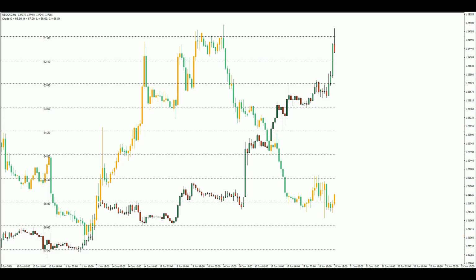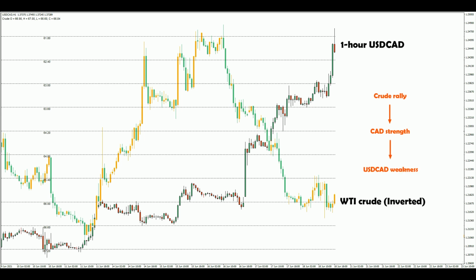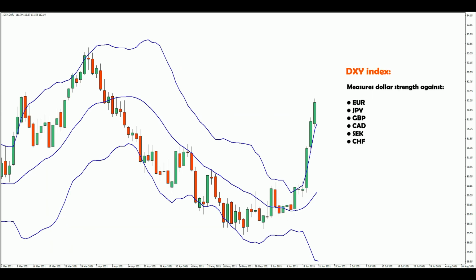Suppose it's June 2021 and I'm trading the 1-hour dollar CAD, looking to exploit a divergence between the Canadian dollar and WTI crude. The crude prices have been inverted for clarity. Normally, with a rally in crude, you would expect CAD strength and resulting weakness in the dollar CAD. Here the consistent uptrend in the dollar CAD indicates a clear divergence. To figure out what's driving this divergence, I turn my attention to the US dollar index, or DXY. This index measures the dollar's strength against a basket of 6 foreign currencies.